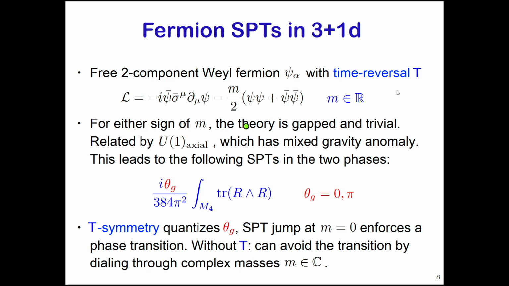And notice that time reversal is absolutely crucial here. Without time reversal, you could take the fermion mass to be complex, and you could go from positive to negative m without ever encountering the origin.